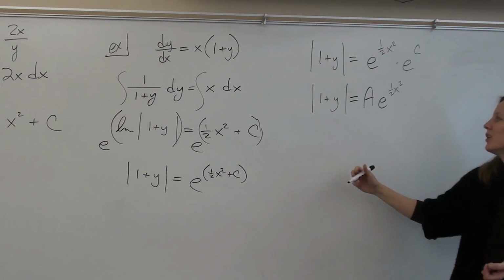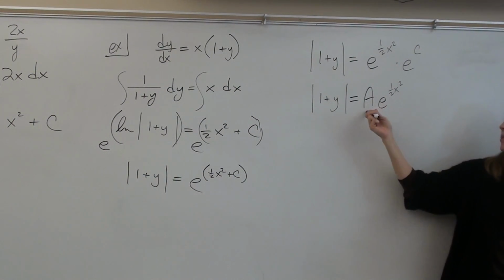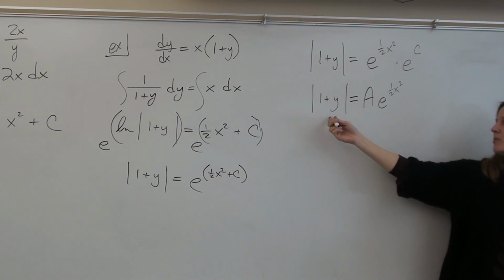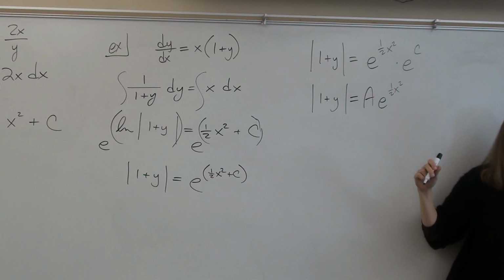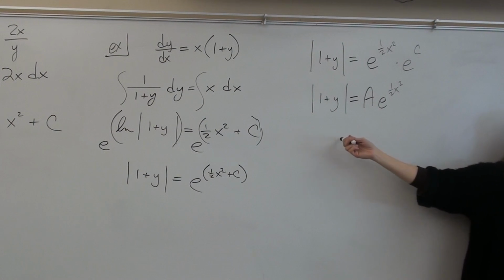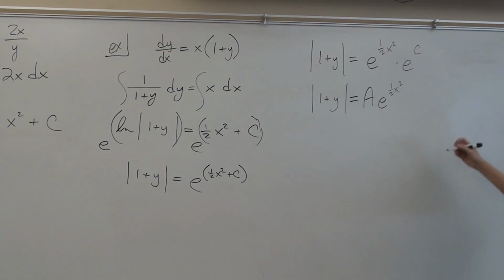Challenge accepted. Okay. All right, so now we've got this. So now you can understand why this is a dilation, not a vertical stretch or vertical shift. So anyway, now I've got absolute value of 1 plus y equals a e to the 1/2 x squared. How do we get rid of the absolute value? Piecewise. And it's not a piecewise. Merry Christmas. Here's why.